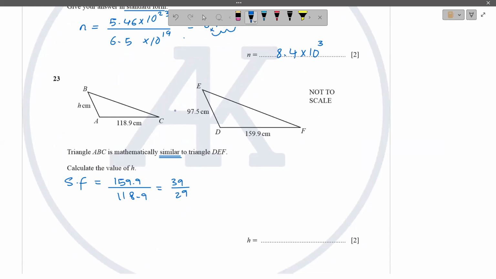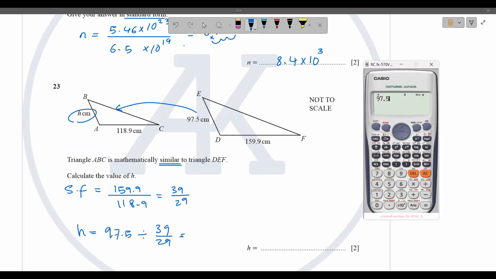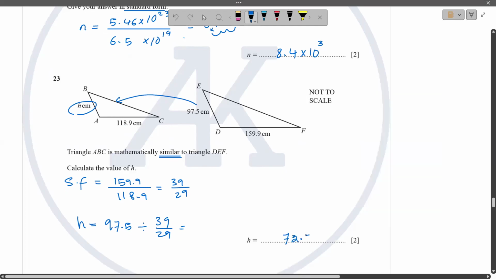And then we need to get h. From the large to small, I'm going to divide by the scale factor. So h equals 97.5 divided by 39 over 29. So 97.5 divided by that gives the answer, which is equal to 72.5.